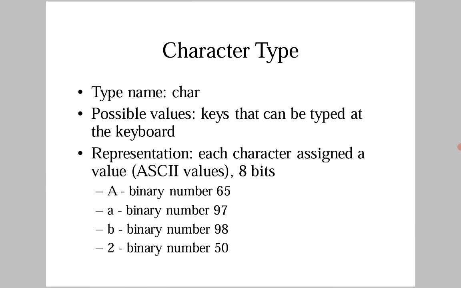Next, the first data type is fundamental data type. First one is integer data type. Second one is floating point data type. Third one is character data type. The type name is char. Possible values are keys that can be typed at the keyboard. Representation: each character is assigned a value, an ASCII value of 8 bits, a binary number, for example 65.